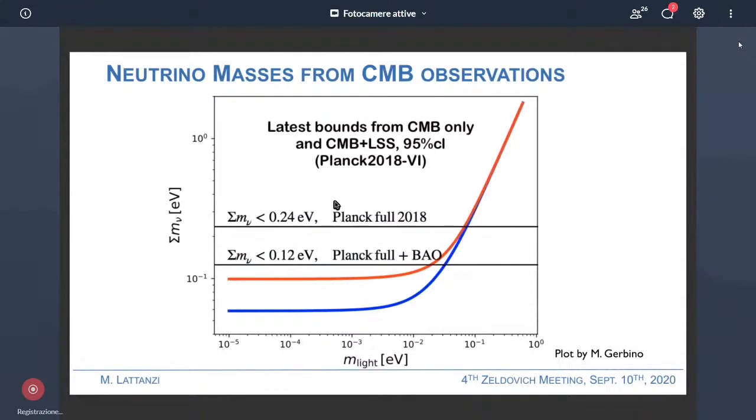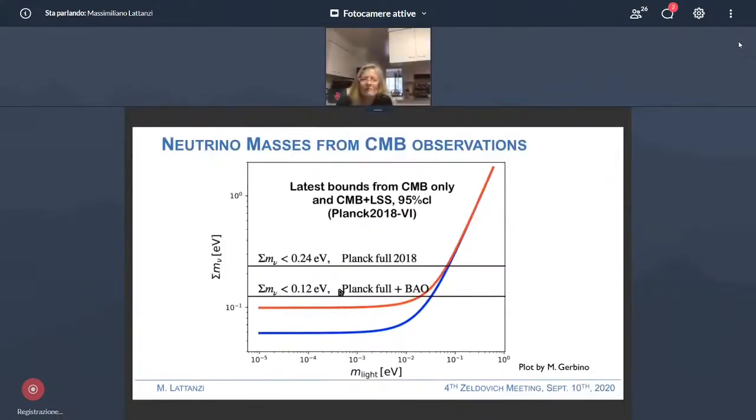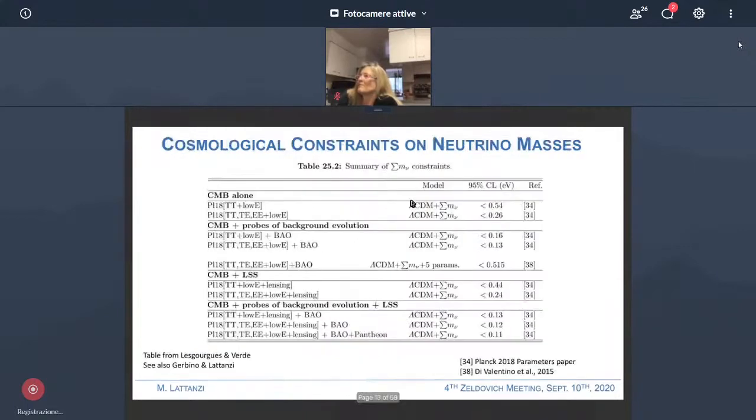And when you add BAO, you see that the limit improves dramatically, by a factor of 2, to 0.12. What is also interesting here is that this 0.12 really comes close to excluding the inverted hierarchy. So if you can get below 0.1 with a large enough statistical significance, you are excluding inverted hierarchy, simply because in inverted hierarchy the sum of the masses should be larger than 100 millielectron volts. Okay, so these are 95% confidence level limits.